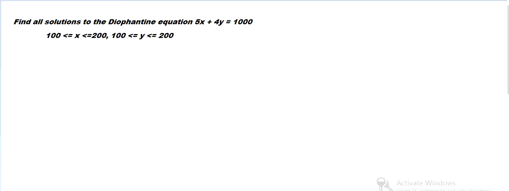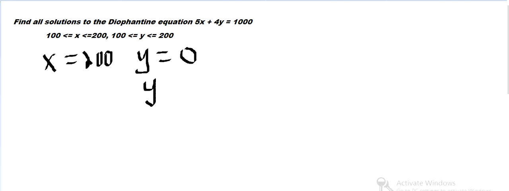So one way to do this is just to guess and check. So let's see. Well, this isn't going to work because of the stipulation, but if we have y equals 0, just to see what's going on, that means 5x is 1000, so x equals 200.